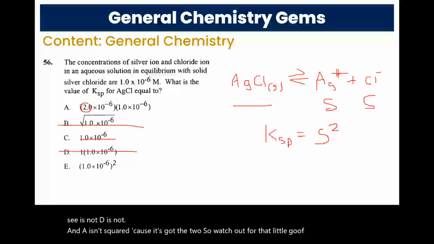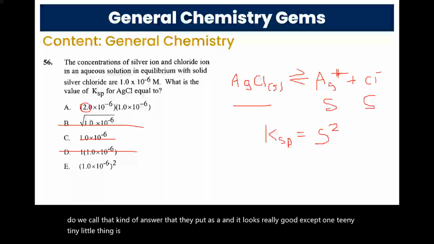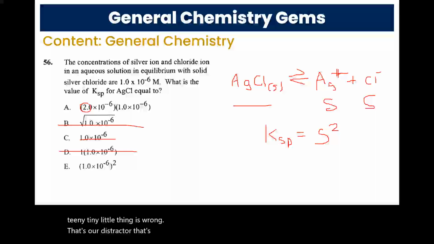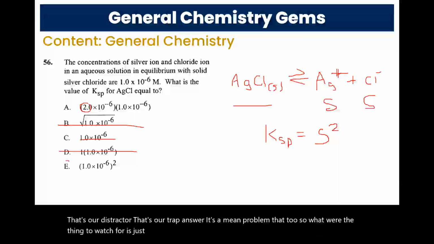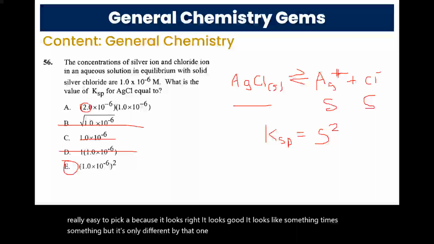What do we call that kind of an answer? They put it as A and it looks really good, except one teeny tiny little thing is wrong. That's our distractor. That's our trap answer. It's a mean problem. So the thing to watch for is to make sure you're paying attention to those things, because it's really easy to pick A because it looks right. It looks like something times something, but it's only different by that one number. So make sure to look at the answers very carefully.